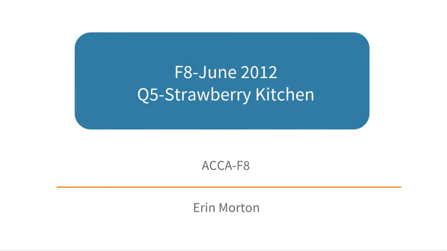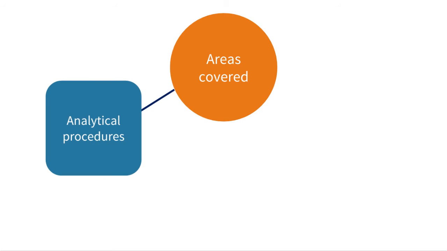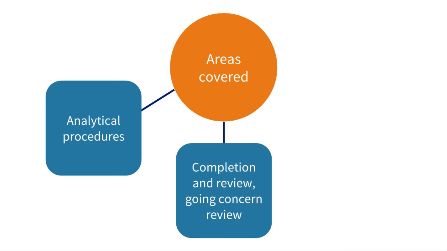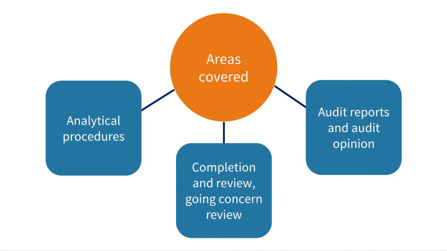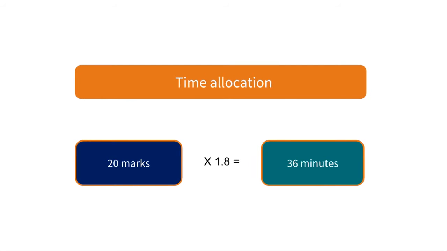We are going to talk about a question in the June 2012 exam. It is question 5, called Strawberry Kitchens, and is for 20 marks. This question covers the following syllabus areas: analytical procedures, completion and review, the going concern review, and audit reports and the audit opinion. Please note that you get 1.8 minutes to attempt every mark in the exam, and therefore no more than 36 minutes should be spent.